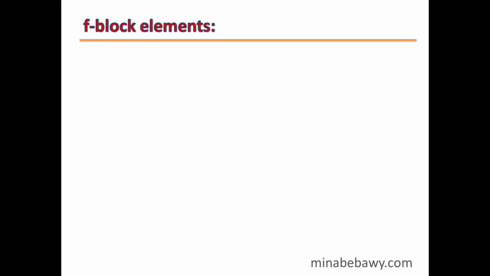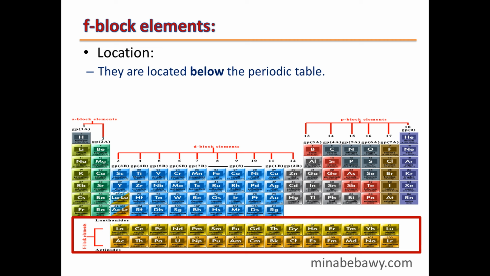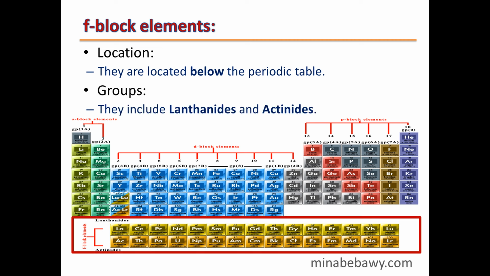Finally, let's talk about F block elements. They are located below the periodic table, and they contain lanthanides and actinides.